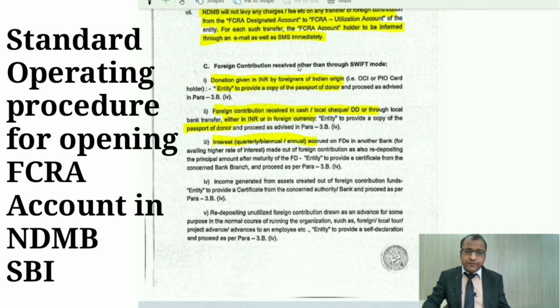The interest, if any, on the FDs kept by the organization in another bank account, made out of the foreign contribution received earlier, as also the redepositing of the principal amount after maturity of the FD in the SBI NDMB, requires the entity to provide a certificate from the concerned branch. And I think the details that should be there are that this money was deposited from the foreign contribution which was received by the organization.